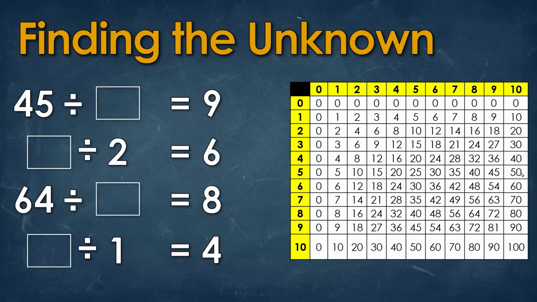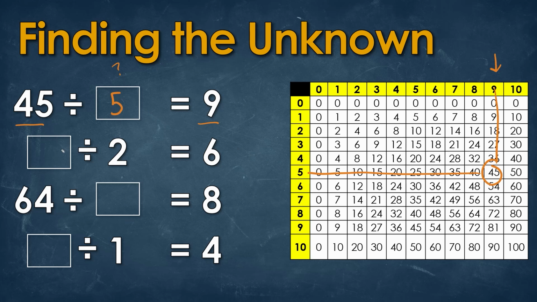Now let's try a couple examples here. Again, we have the first way on this first problem. We know that 45 divided by something is equal to 9. So we know that we have 9, so we'll start with 9. We'll work our way down until we get to 45 and work our way back across. So we know that the answer is 5.